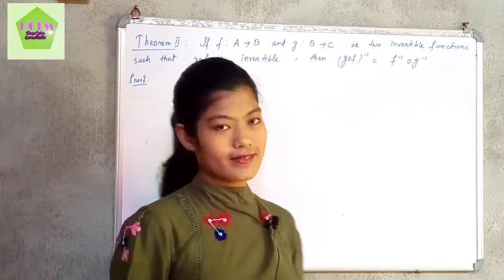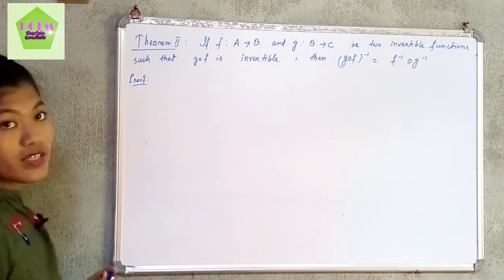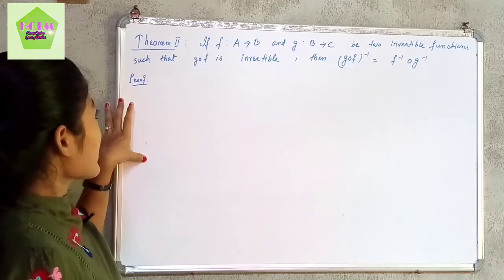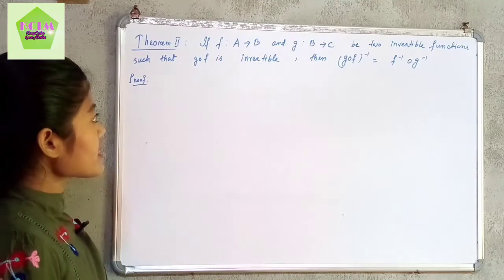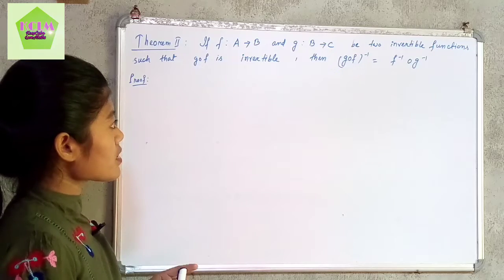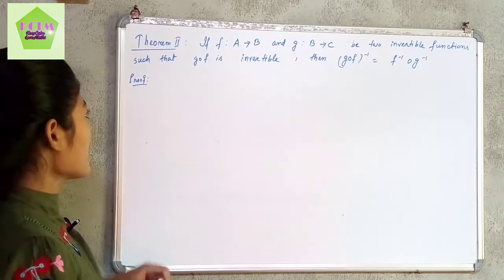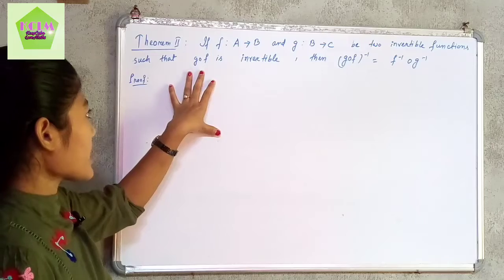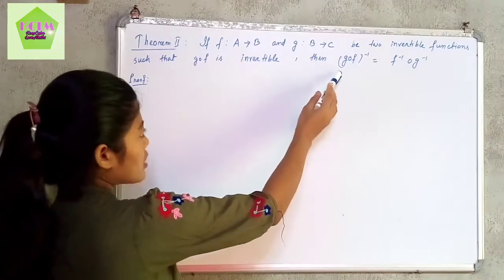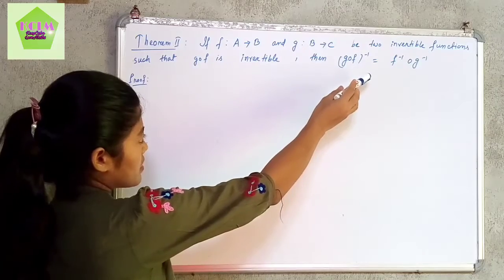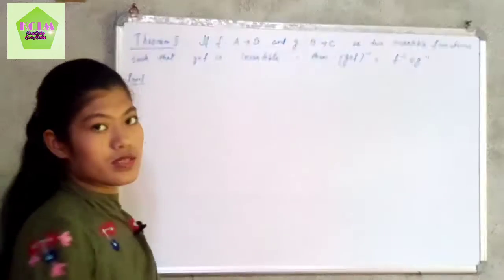So let's start. The statement is: if f is a function from A to B and g is a function from B to C, both invertible functions, such that g∘f is invertible, then we need to show that (g∘f) inverse is equal to f inverse ∘ g inverse.